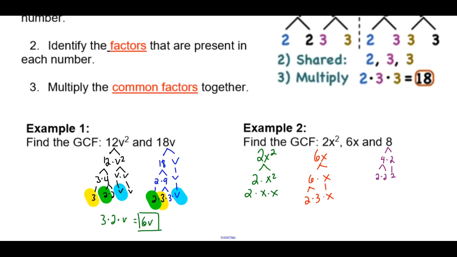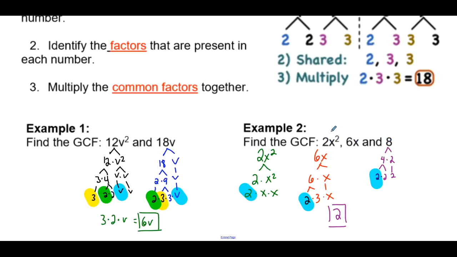When I go through and look for my common factors here, the only thing that they all have in common is a 2, and a 2. These 2 both have x's, but the 8 doesn't have an x. So the only thing they have in common is 2, which means my greatest common factor is 2. There's nothing I need to multiply it by. It's the only thing they have in common. Notice that the only thing I could divide all 3 of these by is 2.